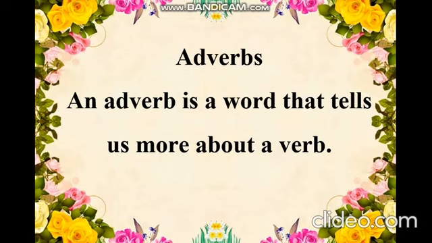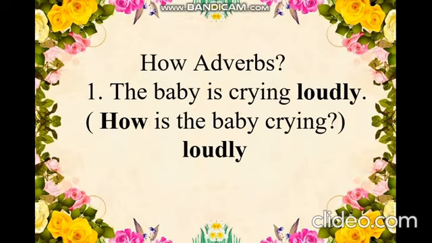Let us start the topic with its kinds and some examples to understand it more clearly. These adverbs give answers to the questions how, where, and when. To begin with, we have the first kind of adverb, that is how adverb. It tells us how an action is done.